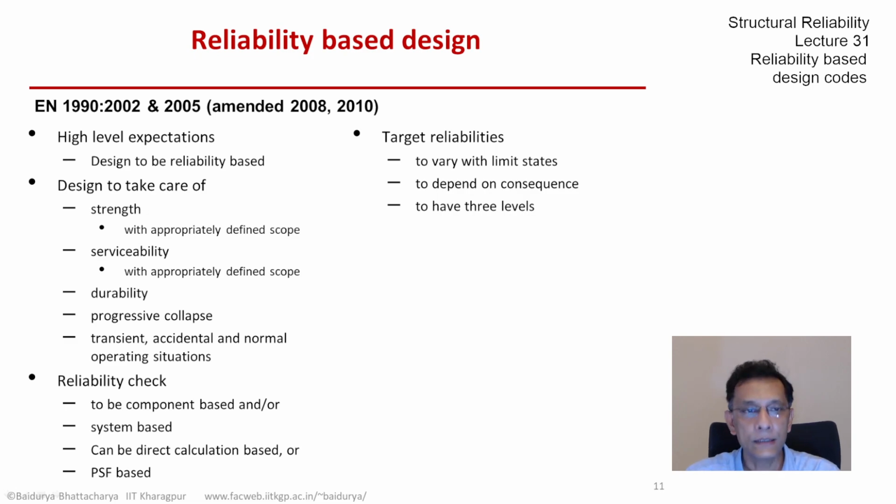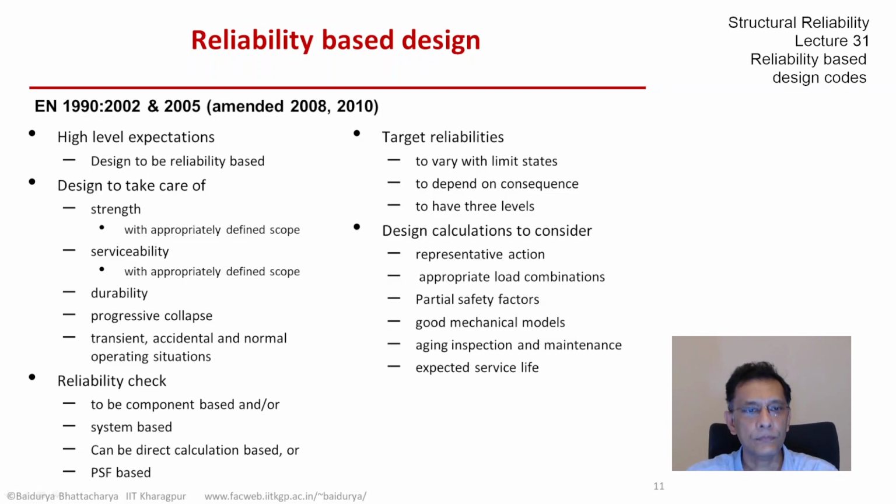And then the target reliabilities, those that must be satisfied at the minimum, they should vary with limit states, because different limit states have different consequences of exceedance, and in particular 3 levels of such consequences have been specified. So the designer has to see which consequence class their structure comes under. And then the design calculations, which should be used to ensure this satisfaction of target reliability for each relevant limit state. It should consider representative actions, so that's what we saw in the previous slide in going through those equations. Should use all appropriate load combinations, should use partial safety factors, unless obviously the calculations are direct calculation based.